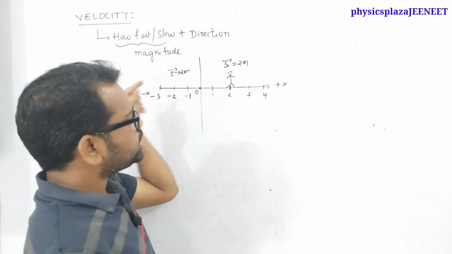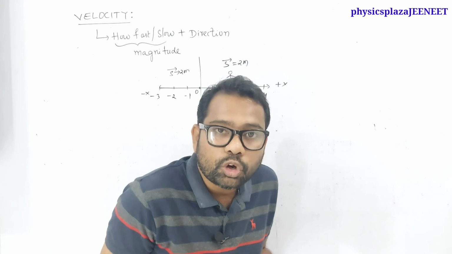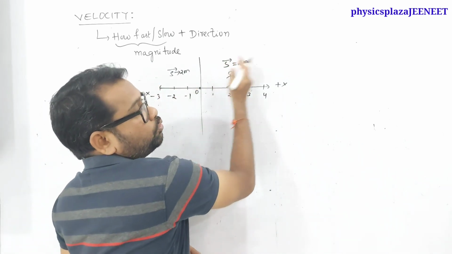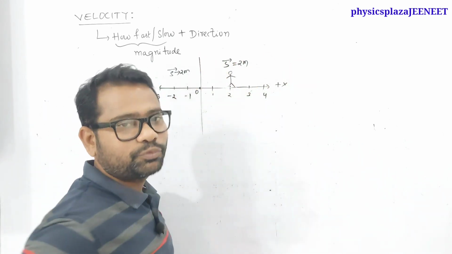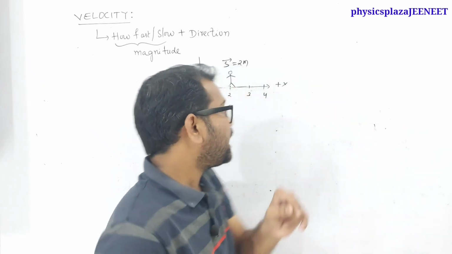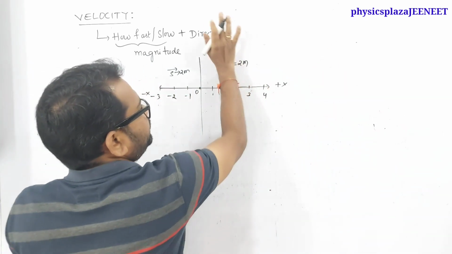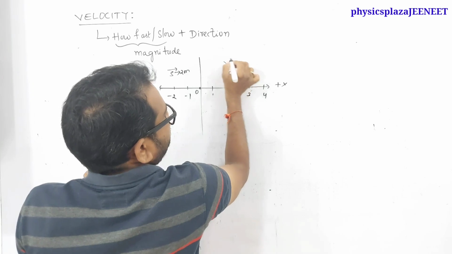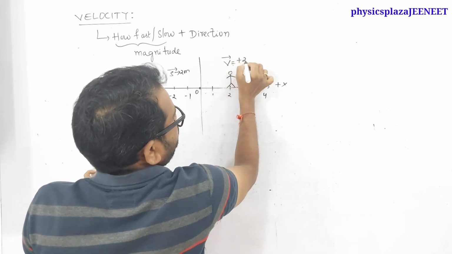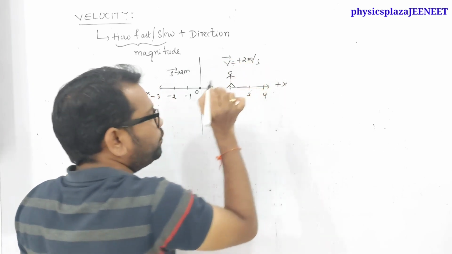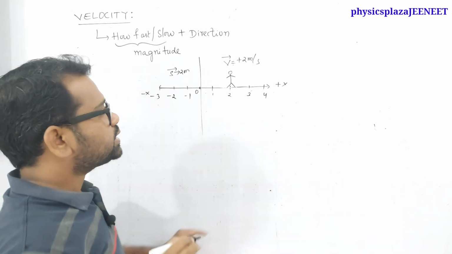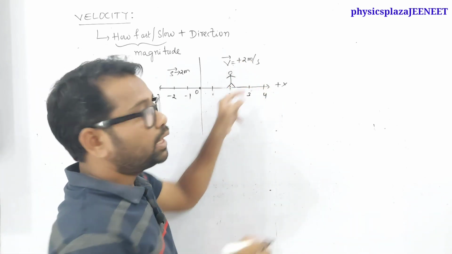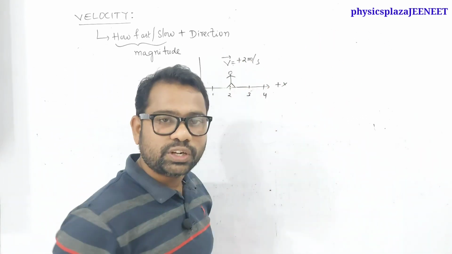Can you say in which direction the person can move? No, we are not sure. This person can move right side or left side. We are not sure. But whereas if it is given, for example, the velocity of the person is +2 meter per second, which means that the person is covering 2 meters per second in a positive x-axis direction.